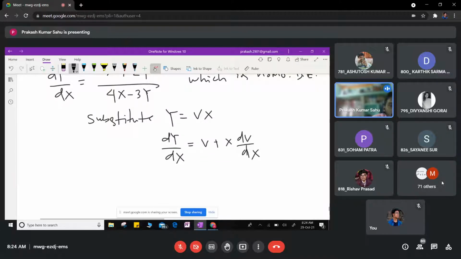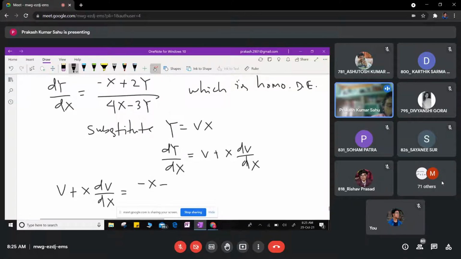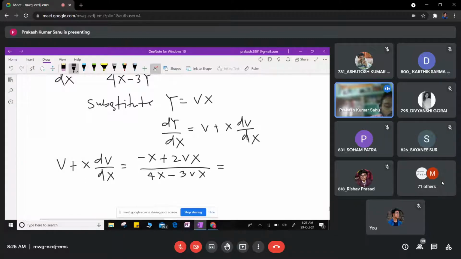Now, if you substitute what you get, this is v plus x dv by dx is equal to minus x plus 2y, where y is equal to vx, so 2 into vx, divided by 4x minus 3vx. So now if you see, x cancels out from both sides. In the numerator and denominator, the x will be cancelled out. So this is 2v minus 1 divided by 4 minus 3v. Is it correct?